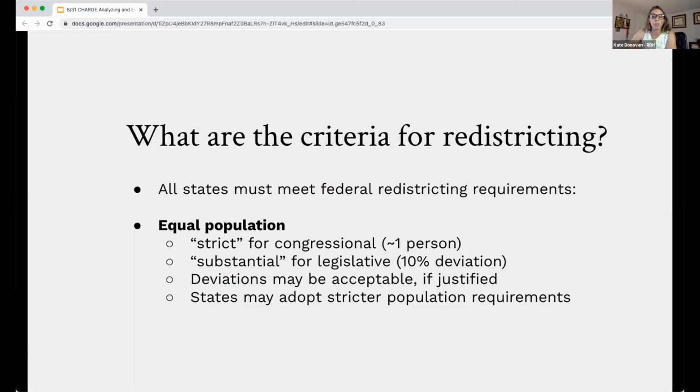Please do note that plans with deviations greater than these thresholds have been upheld in courts if there is a compelling justification for that deviation, such as meeting other traditional redistricting criteria. And also, states may adopt stricter population requirements for legislative districts than what is required at the federal level. For example, a couple states have thresholds of 5%.